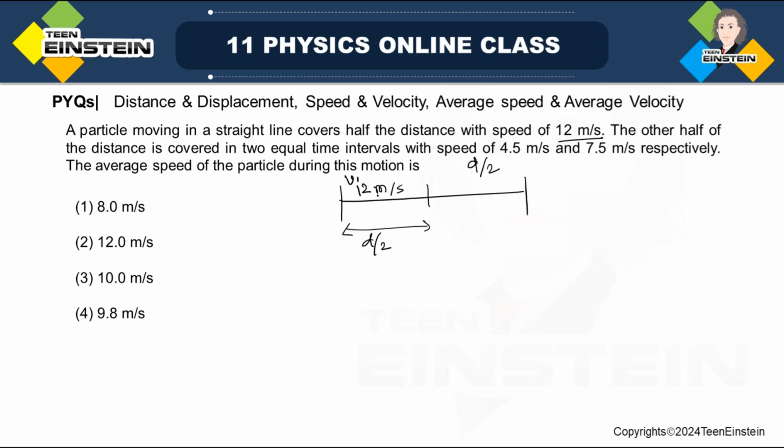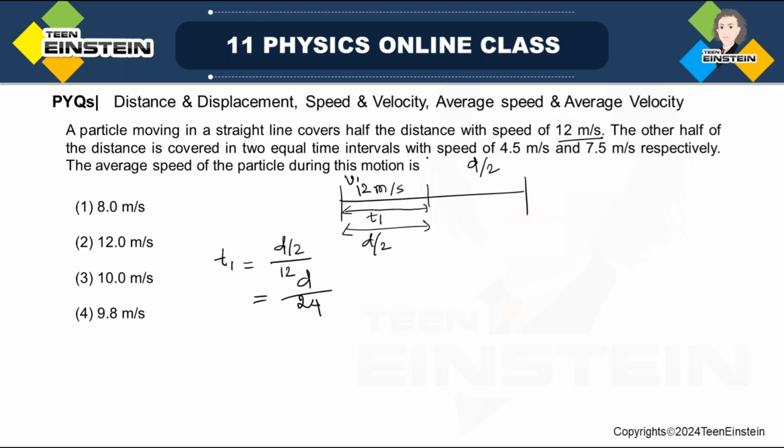So if I want to find the time it takes to cover this d by 2, let me call this time t1, and this can be found as we know the distance and we know the speed. Time will be distance by speed. The speed is given as 12 meters per second, so this is d by 24. This is the time it takes to cover this distance.